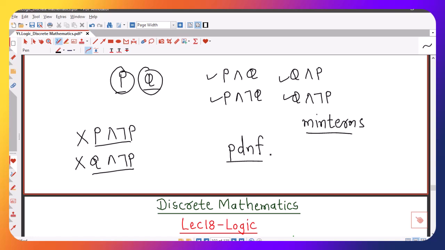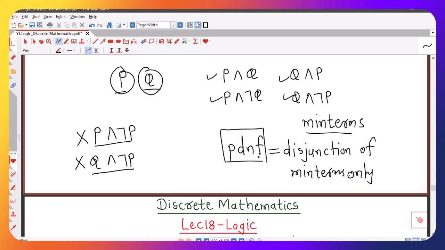And principal disjunctive normal form is nothing but disjunction or sum of min terms, that is disjunction of any of these four min terms. There may be disjunction of one min term, two min terms, three min terms or all min terms, but we are considering disjunctions of min terms only as a principal disjunctive normal form.